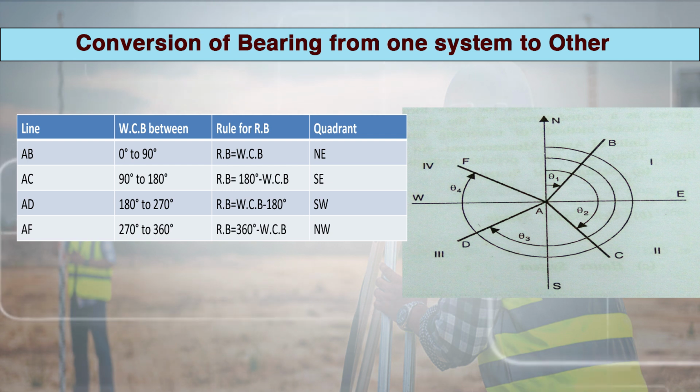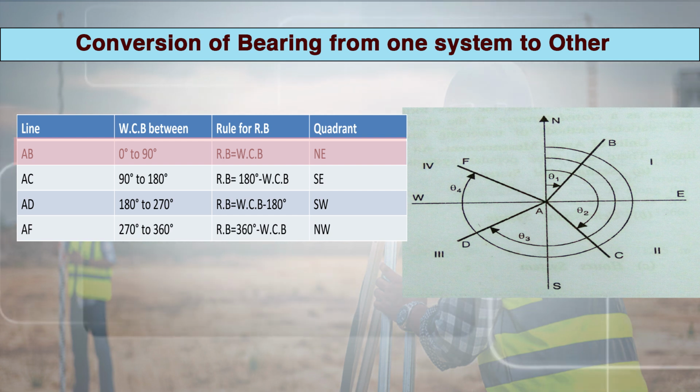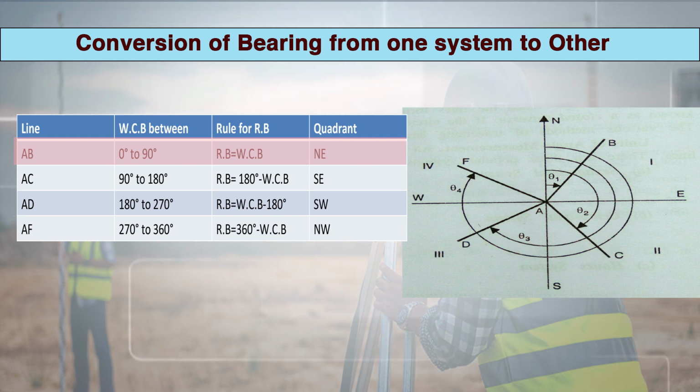So, refer to this figure. In this figure, there are true north, south, east and west. Now, we have 4 survey lines AB, AC, AD and AF. The first quadrant is northeast, the second quadrant is southeast, the third quadrant is southwest and the fourth quadrant is northwest. Firstly, we will discuss survey line AB. In survey line AB, WCB is given, and it is in the first quadrant, from 0 degree to 90 degree. We have to convert WCB into the RB system. In the first quadrant there is no change between WCB and RB. So, RB is equal to WCB and the quadrant will be northeast.